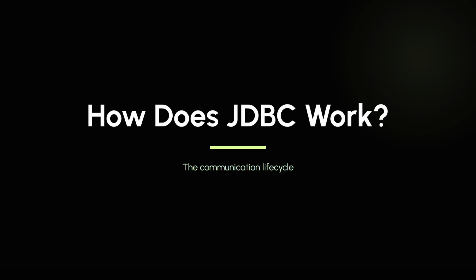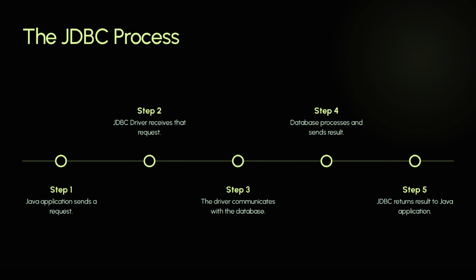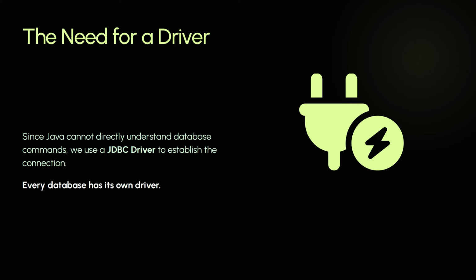How does JDBC work? The JDBC process is very simple. The Java application sends a request. The JDBC driver receives that request. The driver communicates with the database. The database processes the request and sends back the result. Then JDBC returns the result to the Java application. Since Java cannot directly understand database commands, we use a JDBC driver to establish the connection.